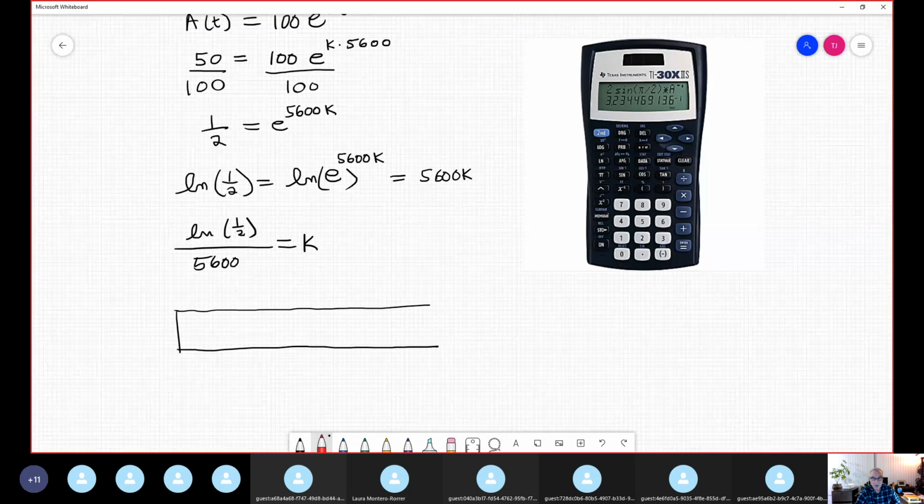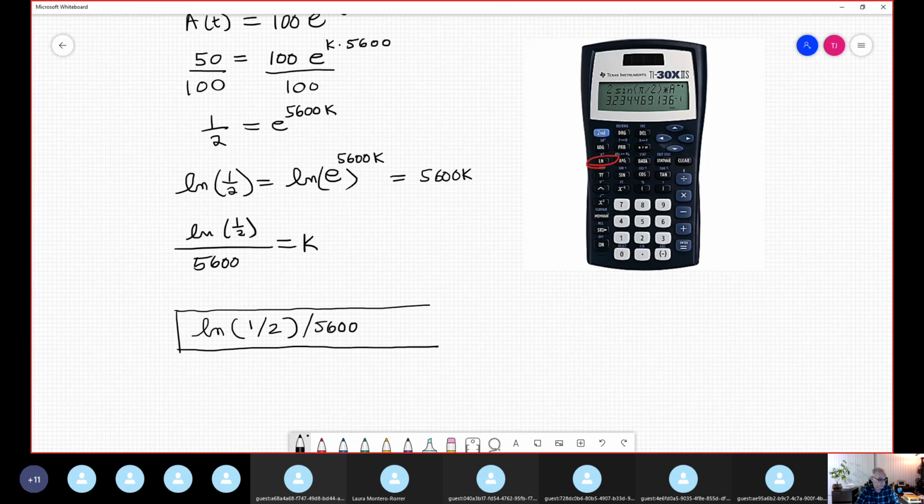I press one more time the natural logarithm key here. And so we have the display of the calculator, something like that. Let me try: ln, open parenthesis, 1 divided by 2, close the parentheses, and division 5600. Bam. And you get a super small number, and by the way, it's negative: -0.00123776. This is the number I saw in the display.